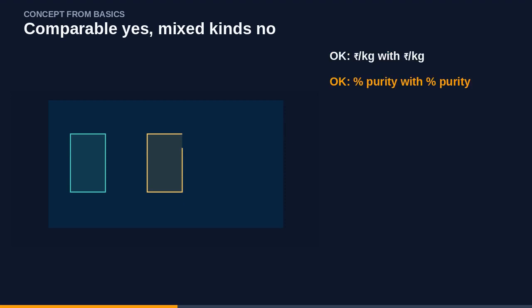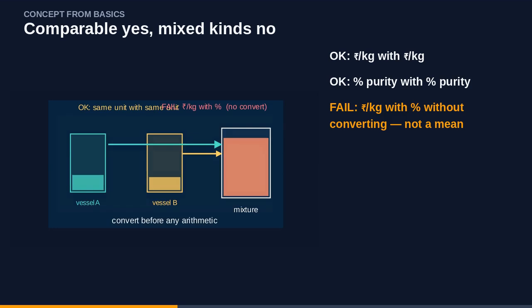Now the decision rule in pictures. Rupees per kilo with rupees per kilo is fine. Percent purity with percent purity is fine. Mixing rupees over a kilo with a percentage without converting is not a mean at all. Stop and convert before any arithmetic.